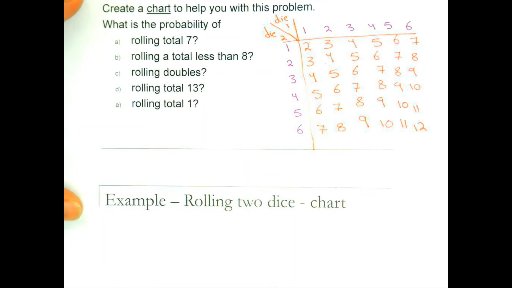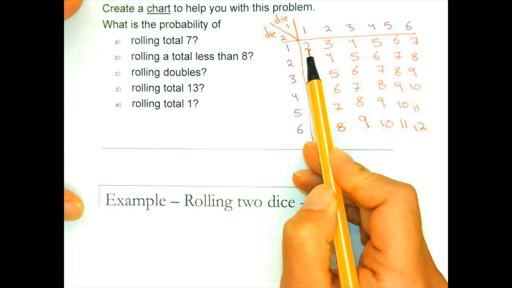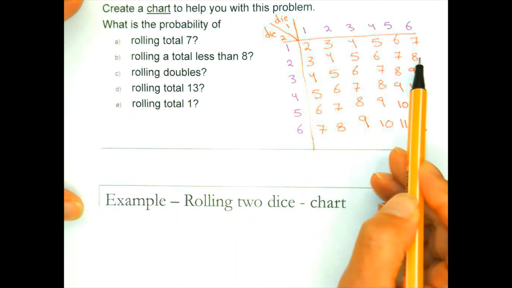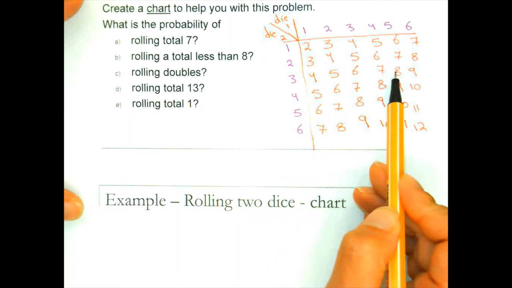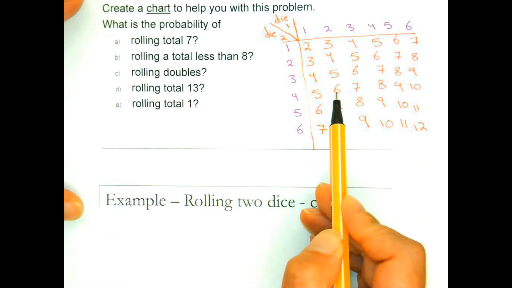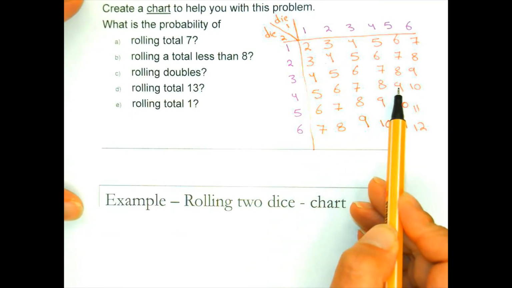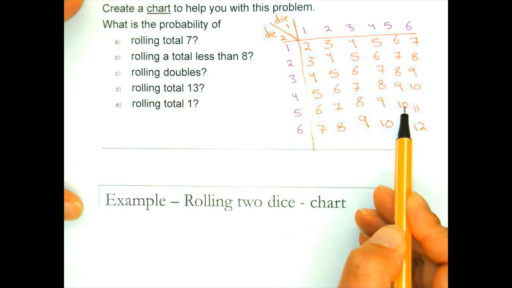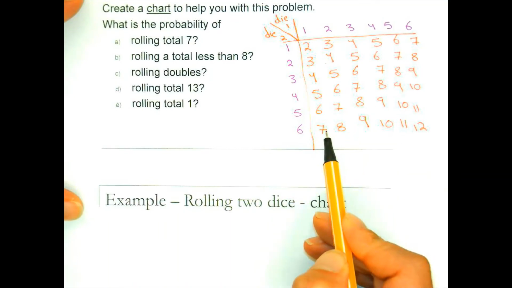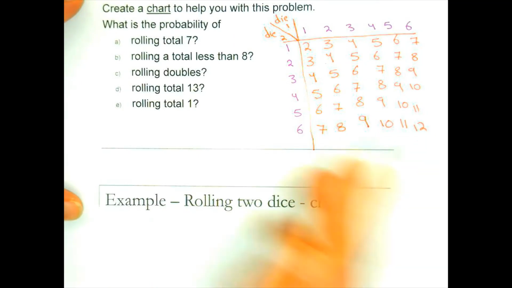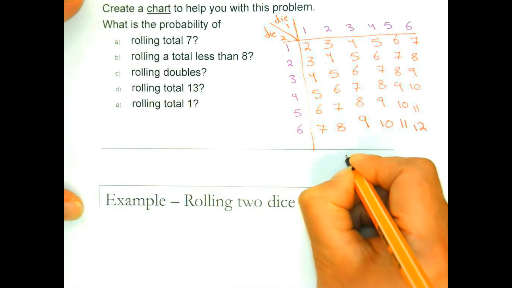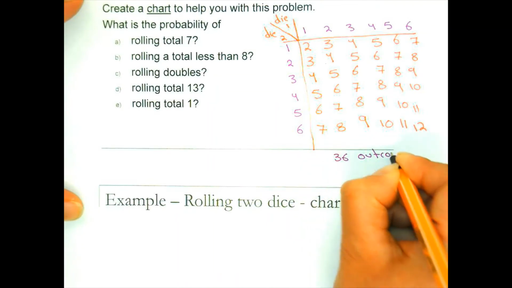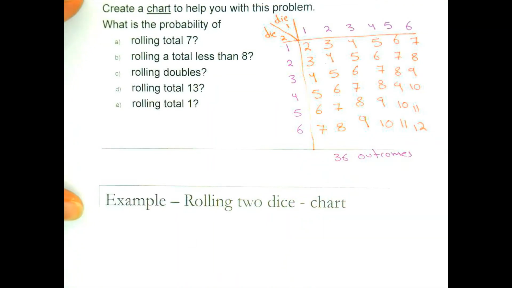First of all, how many possibilities do we have? 1, 2, 3, 4, 5, 6, 7, 8, 9, 10, 11, 12, 13, 14, 15, 16, 17, 18, 19, 20, 21, 22, 23, 24, 25, 26, 27, 28, 29, 30, 31, 32, 33, 34, 35, 36. So the total is 36 outcomes we have with 2 dice.